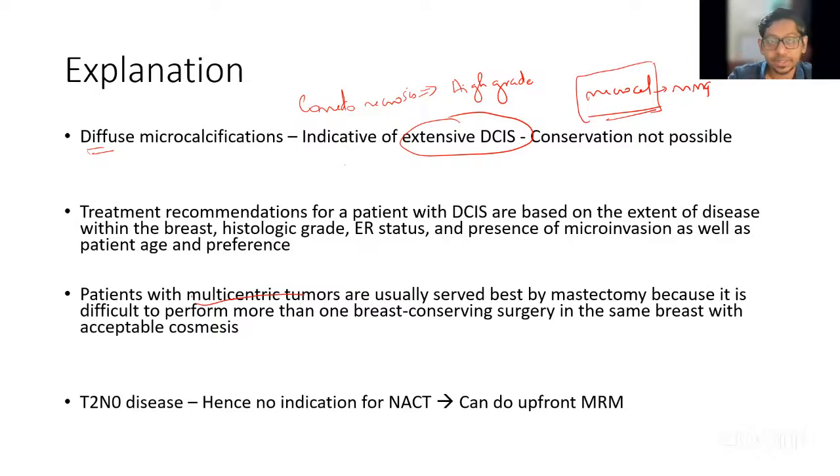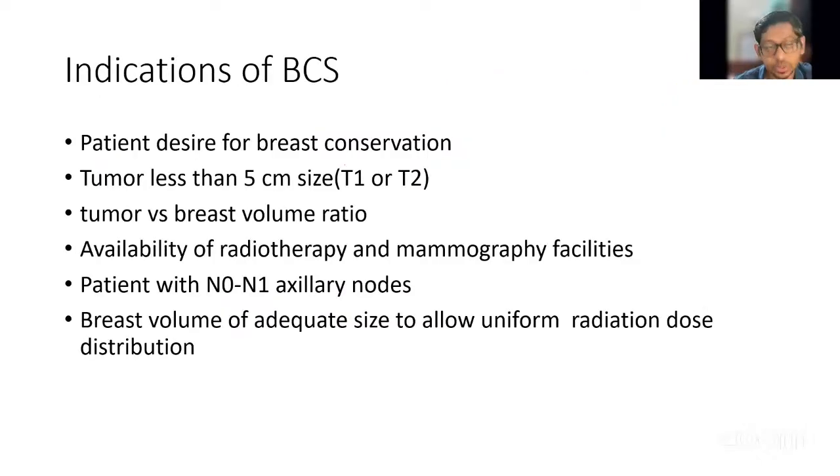So again, this patient, as I mentioned, has T2N0 disease, and because we don't have receptor status, there is no indication for neoadjuvant chemotherapy in this patient. So we can do upfront modified radical mastectomy. Now let's look at certain indications for BCS.